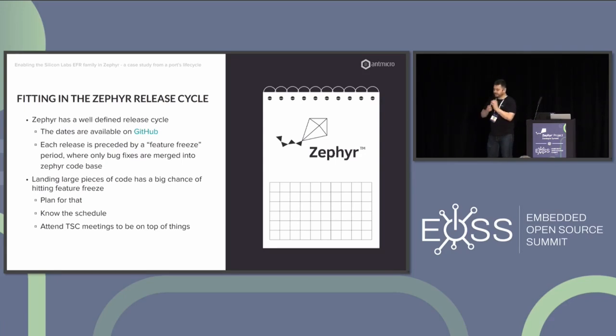With so many pull requests, sometimes cross-dependent, you can be hit by Zephyr release cycles. Zephyr follows a pretty well-defined release cycle. If you want to know more about it, you can check the documentation. You can also click this link here and see the dates of the next releases.